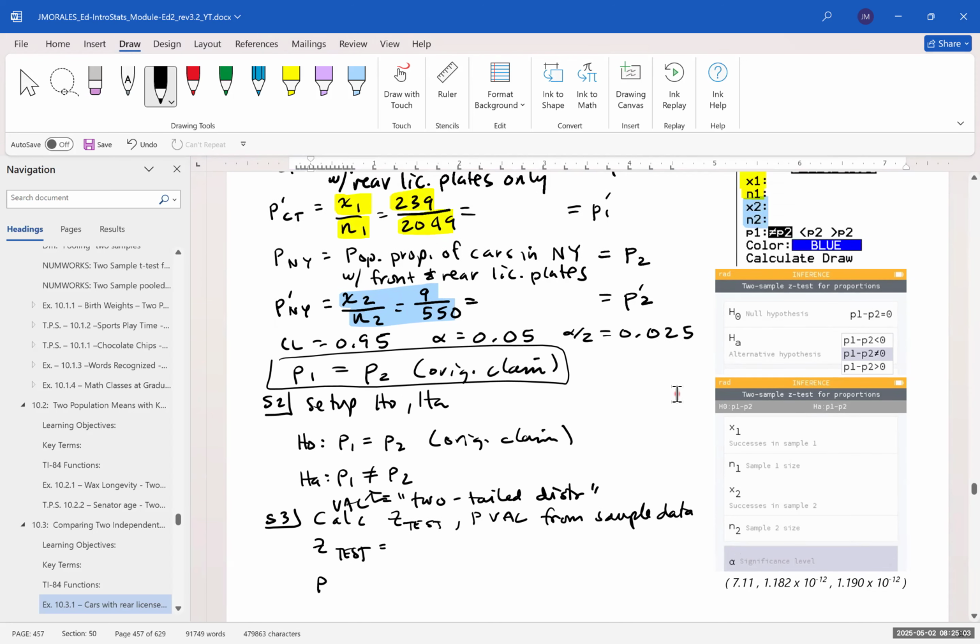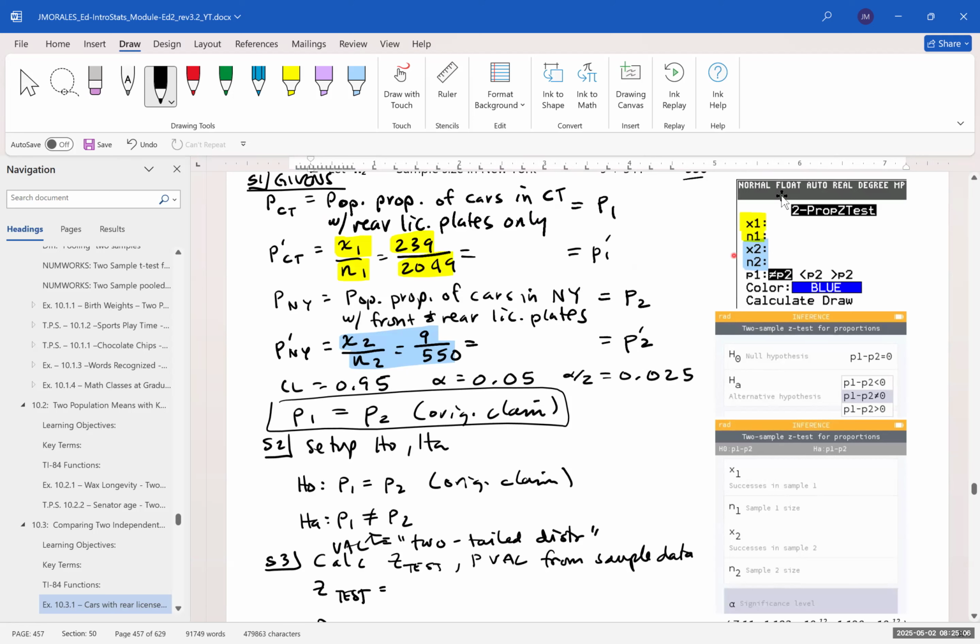So let's go up here to our calculator functions that we're going to use. We're going to use a two-proportion z-test with the Texas Instruments calculator. Like I mentioned, we'll be putting in the values 239, 2049, 9, and 550. And then our alternate hypothesis, that's what the calculator function wants. So that's going to be not equal to p2.